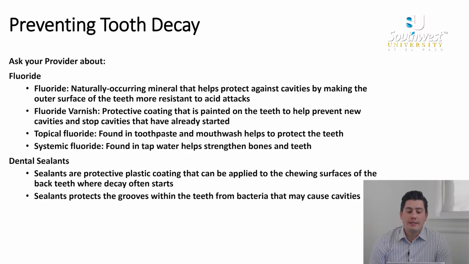Fluoride is a naturally occurring mineral that helps protect against cavities by making the outer surface of the teeth more resistant to acid attack. There are different options. Fluoride varnishes are a protective coating painted on the teeth to help prevent new cavities and also to stop cavities that have already started, so it arrests the lesion. We also have topical fluoride, which is found in toothpaste and mouthwash, and helps protect the teeth. You can find this in over-the-counter mouthwashes or toothpaste, and also systemic fluoride, which is found in tap water, which helps strengthen your teeth and bones.